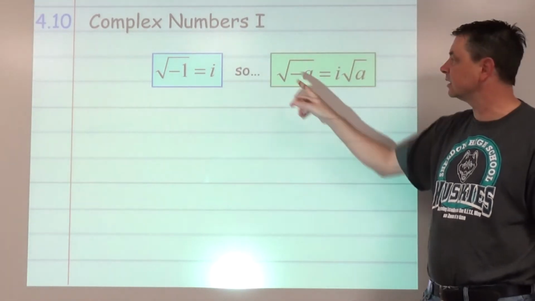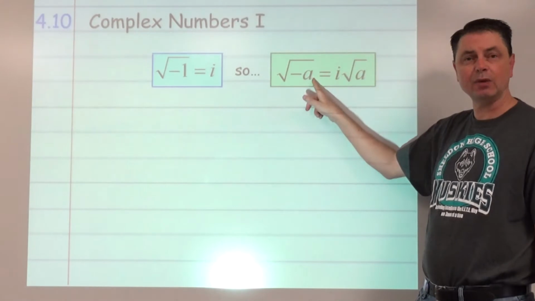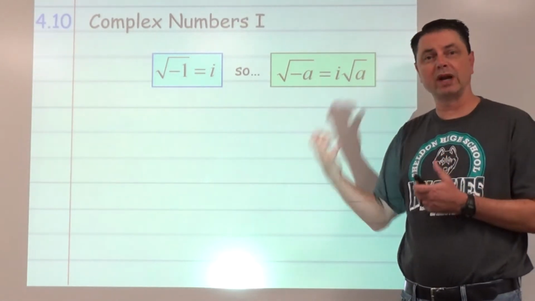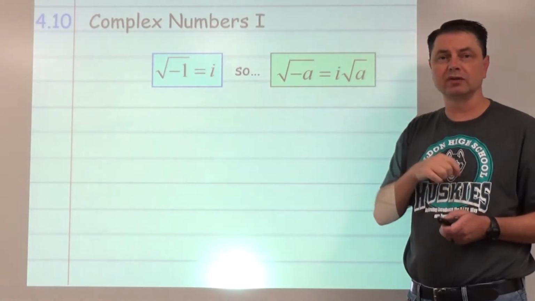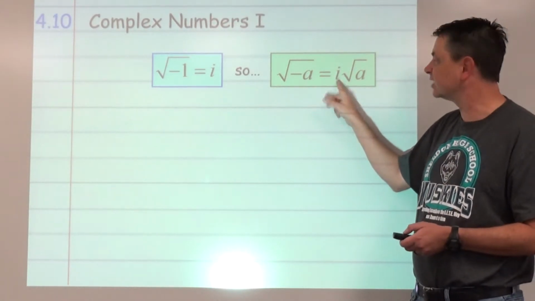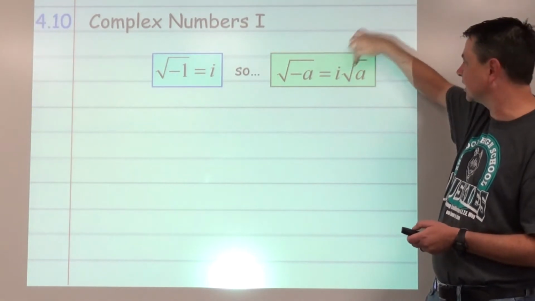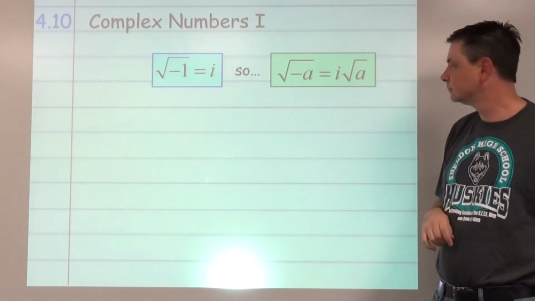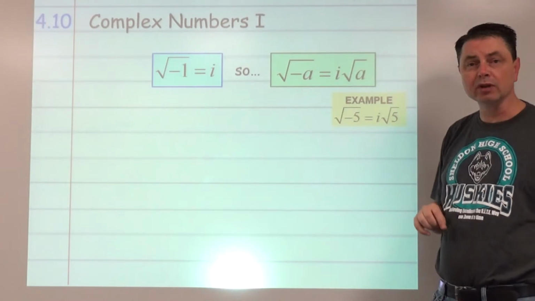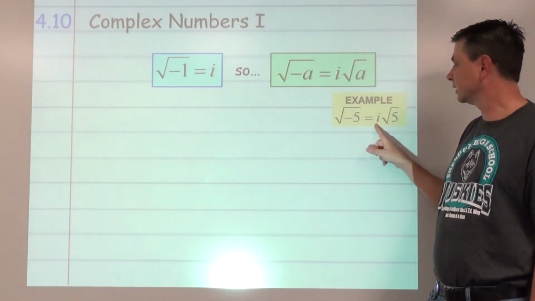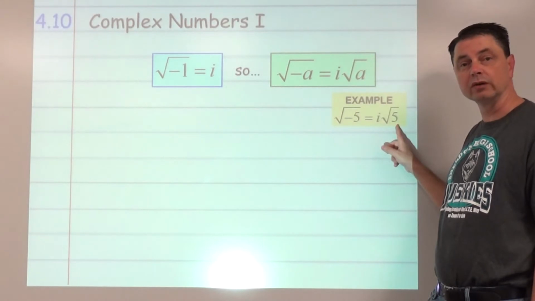That means that the square root of -a, where a is a real number, we could break up to be the square root of -1 times the square root of a, and the square root of -1 is i. So I think of the negative just coming out as i times the square root of a. An example of that: the square root of -5 is i times the square root of 5.